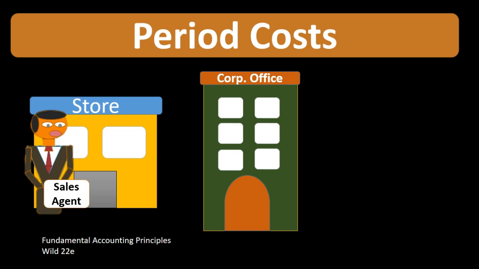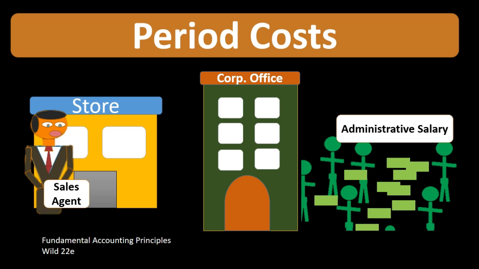So the corporate office, whether it be the depreciation on the corporate office, basically everything that goes on within the corporate office rather than the warehouse where we are producing the inventory, or the store where we're basically selling the inventory. Corporate office period costs include the depreciation, the salaries of the people working in the corporate office, which are usually going to be the administrative salaries.